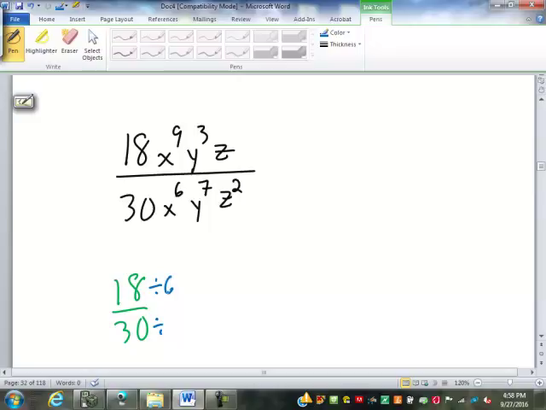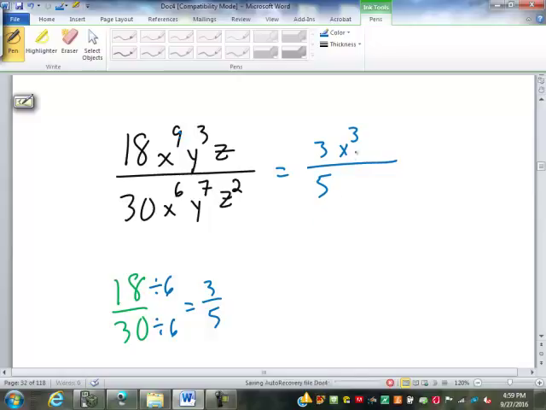6. 18 divided by 6 is 3. 30 divided by 6 is 5. So for the numbers, we have 3 over 5. The x is going to go top or bottom? Top, because the larger power of x is on top. What's the power going to be? 3. 9 minus 6 is 3.